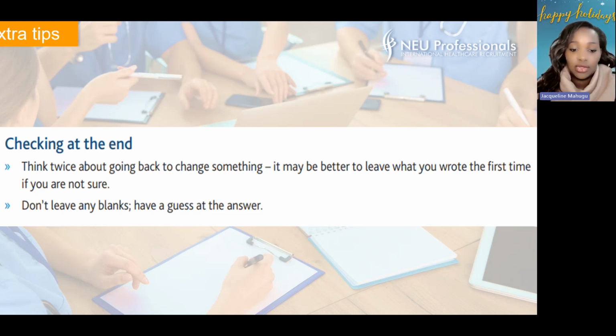Unless you know for sure that you had chosen the wrong answer, maybe you went to pick C, but you picked D, it might be better to just leave what you wrote the first time if you're not sure. Unless you're sure, you can change, because you're given 2 minutes at the end. So it's not like you even have a lot of time to keep changing things. So if you're not sure, just leave it alone.